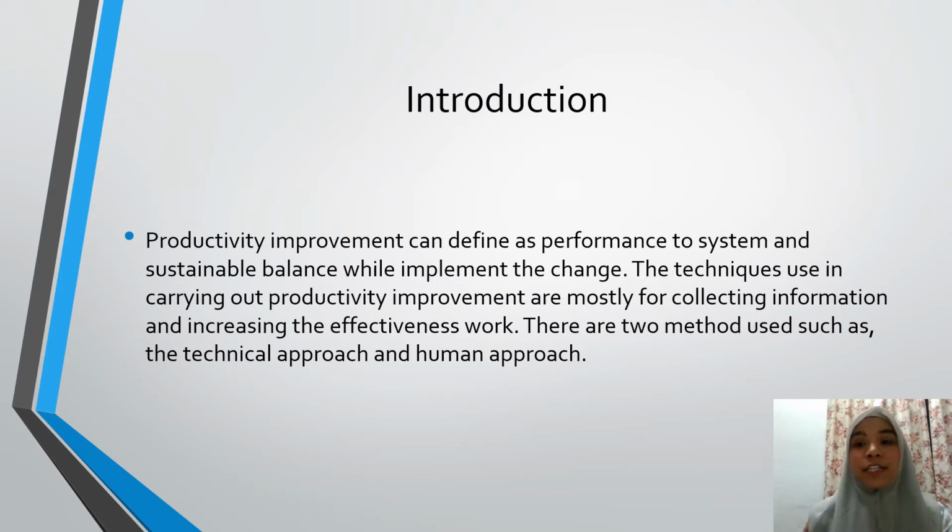Okay guys, for the introduction, productivity improvement can be defined as performance to a system and sustainable balance while implementing the change. The techniques used in carrying out productivity improvement are mostly for collecting information and increasing the effectiveness of work. There are two methods used, the technical approach and the human approach. The technical approach is used for analysis economy and engineering technique, while the human approach is used for behavioral technique.